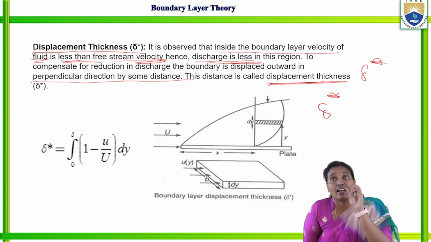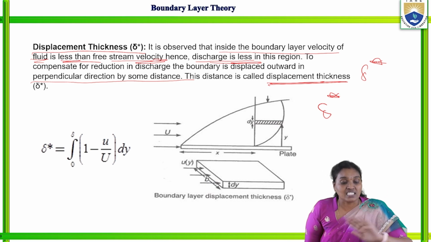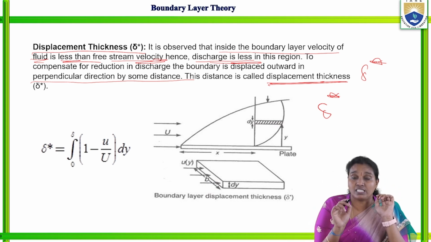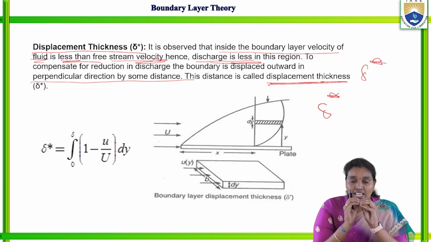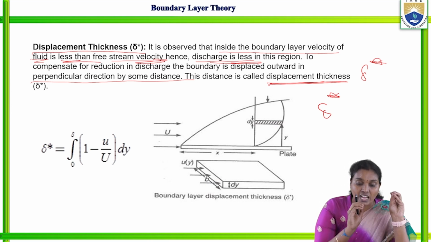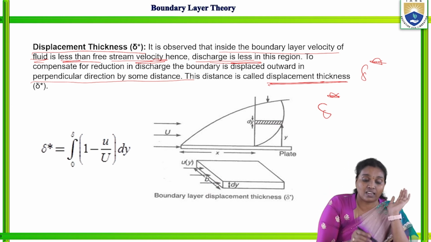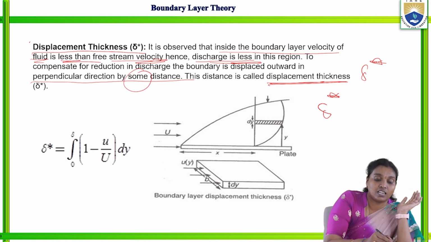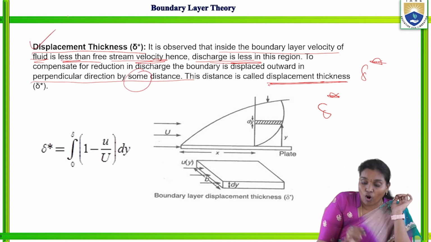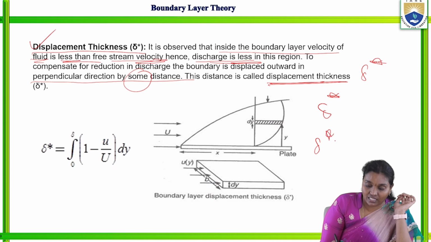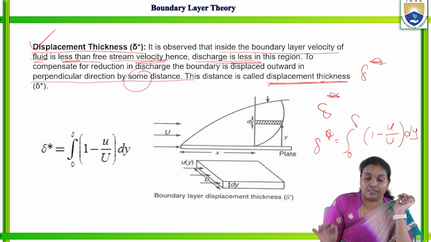So whenever we observe inside the boundary layer the velocity of the fluid is less than the free stream velocity, hence discharge is less. For compensating this discharge, the boundary is displaced outward in the perpendicular direction by some distance. That particular distance is nothing but the displacement thickness. The formula for this displacement thickness is integral 0 to delta of (1 minus u by U) dy.